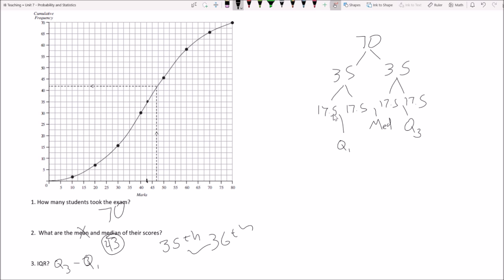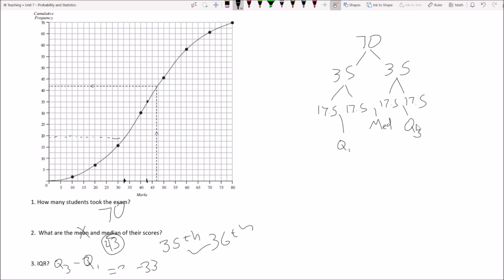So like 17.5, I'm going to round that to the 18th person. We're going to try to approximate based on knowing the 18th person. So that's somewhere in here, and that goes right down to, I don't know, it looks like it's a little bit to the right to me. So guys, again, it's an approximation, okay? But I'm going to go with 33 for Q1.